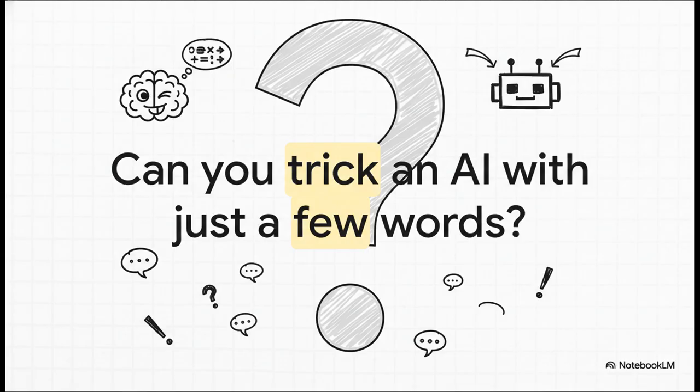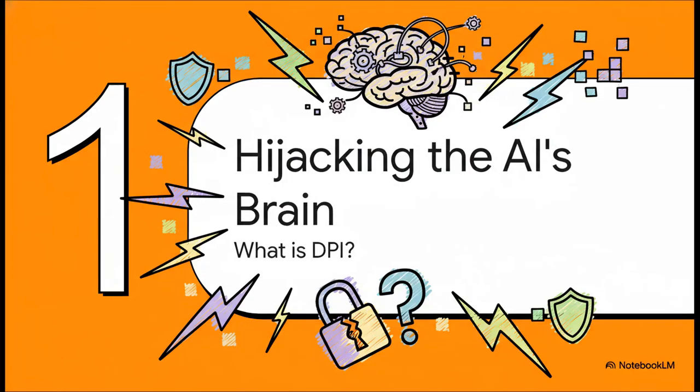So let me ask you this. Can you really trick an AI with just a couple of words? The answer is a resounding yes, absolutely. And you know what? It's a way bigger problem than most people even realize. Let's break down exactly why that is. To really get how this all works, we've got to kind of get inside the AI's head a little bit. You can almost think of this as a form of, well, digital hijacking. So first, let's define what this vulnerability actually is, and then we'll see just how powerful it can be.